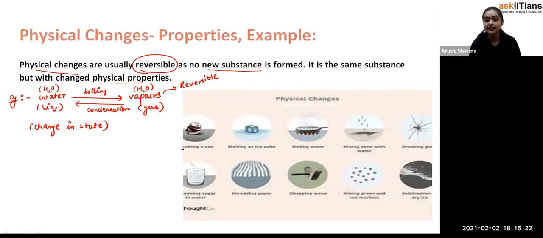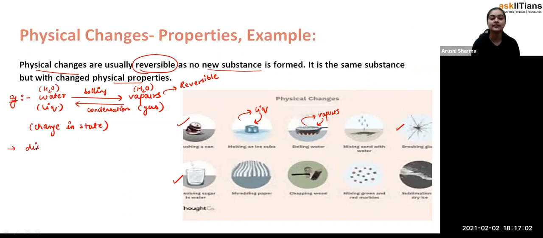Now you can observe some examples of physical changes here. Like the crushing of a can. Students, when you press it, it can regain its shape. Now it's the melting of an ice cube. Exactly, when the ice cube melts it converts into liquid, and you can convert this liquid back into ice. Boiling of water: it converts into vapors, and you can condense those vapors back into liquid. So that's how you can see some of the examples. Breaking of glass. Exactly.